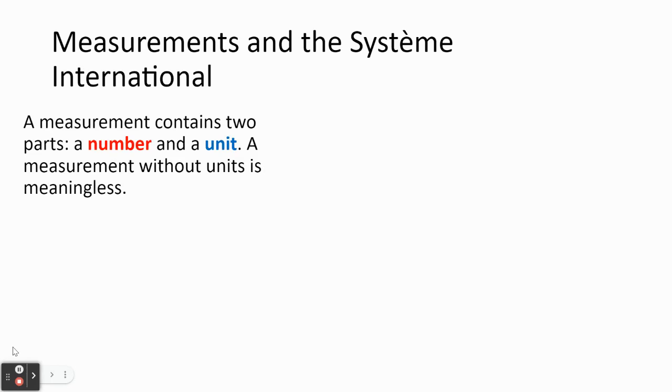So, when we talk about measurements, measurements have to have two components. They have to have a number and they have to have units. Measurements without units don't mean anything. As an example, your teacher is 170. Well, 170 what? 170 pounds, 170 years. Without units, a measurement is meaningless.